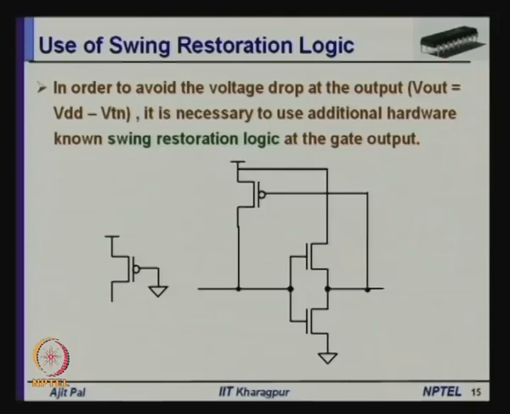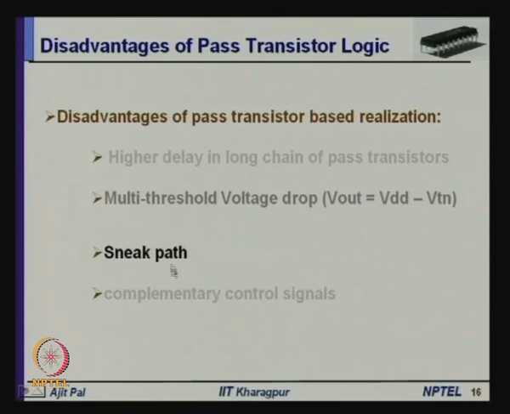So, this is the second problem that we shall face. Third problem is sneak path. Sneak path I have already mentioned about it. Sneak path occurs, because of the problem of logic design, when there is a path to VDD and ground.